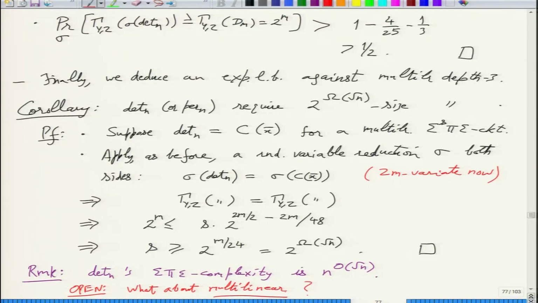But still it is interesting that the quantitative bound you are getting is 2 raised to square root n, which is kind of matching with n to the square root n, but the qualitative difference is that this is a multilinear restriction. It is n to the omega log n, sorry, this is n to the log n.